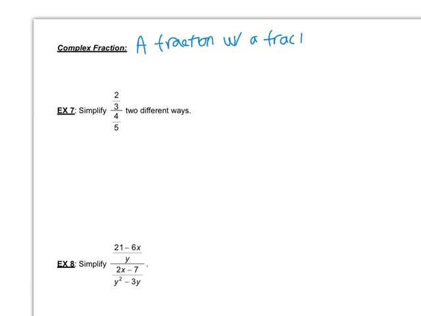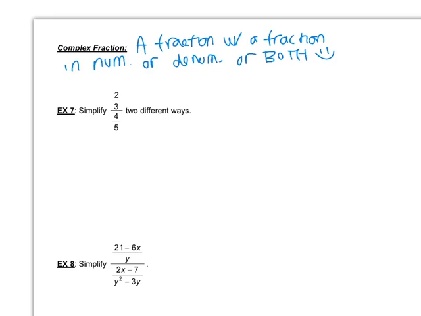With a fraction in the numerator or the denominator or both, which is the best. Okay, so to simplify complex fractions, remember we talked about this.